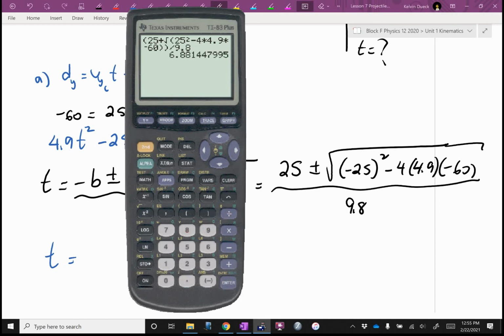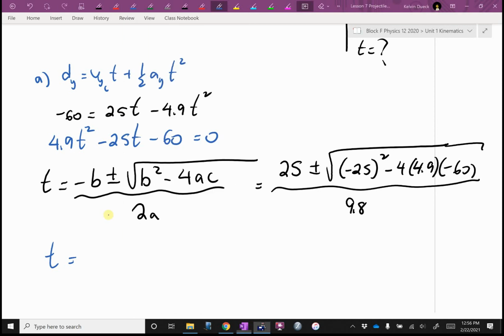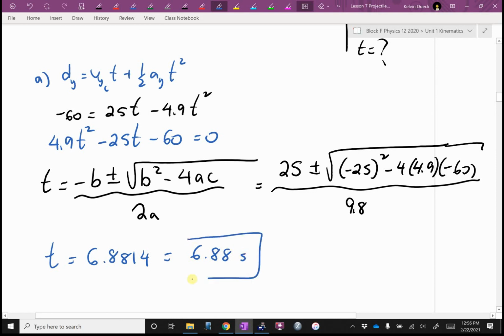Hey, did you get as one of your times 6.8814479995? And those of you with solvers got that? Okay. If you did not, we need to practice with the quadratic. What I would recommend is leave it, try it again in about 20 minutes, and if you're lucky, you won't make the same silly typo that you did this time. I'm going to carry some extra sig figs. I'm going to go 6.8814. And then I'm going to report my final answer to 3 sig figs. But I carried some extra sig figs just in case I need them.